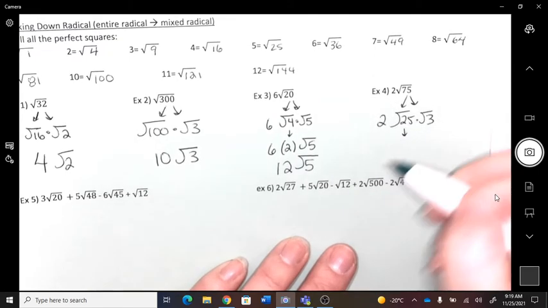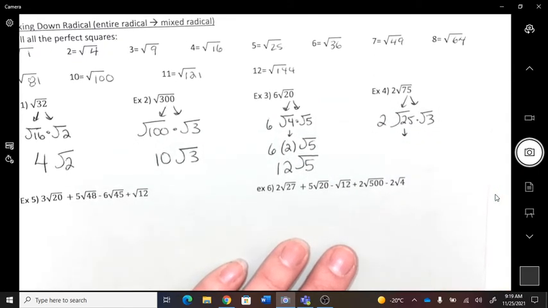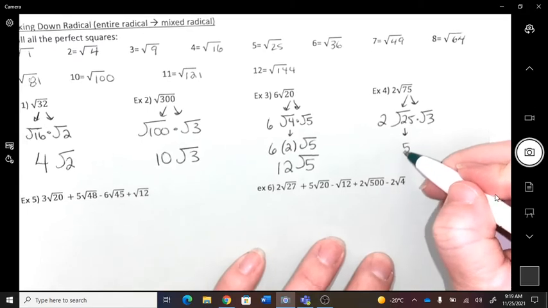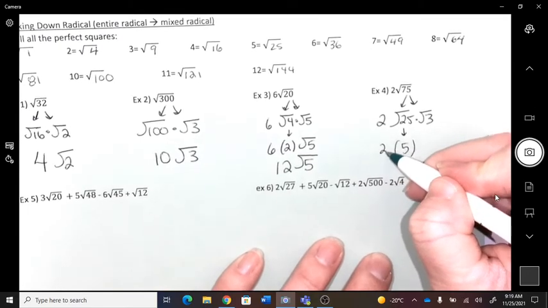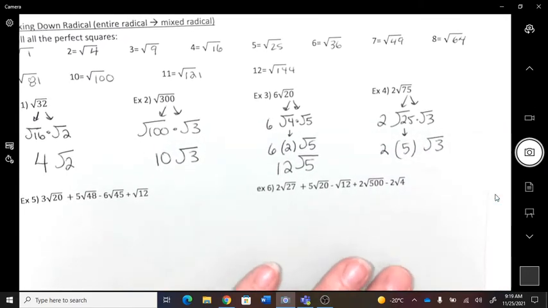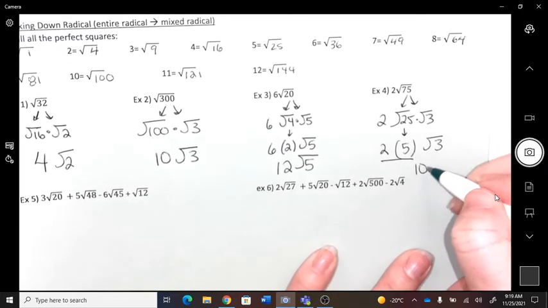Now the root 25 is going to change. So that's going to change into the whole number 5. I had a whole number 2 and I have a radical 3. And now the whole number parts can be multiplied together. So 10 root 3.